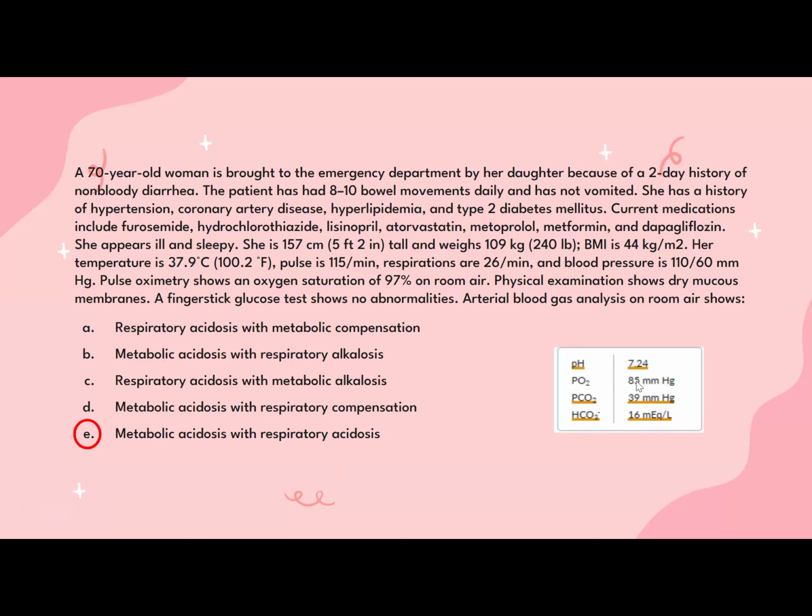Let's look at the PCO2. Is it anywhere in between 30 to 34? No, it's not. It's actually 39, which is very, very elevated. So this is no longer a compensation, right? We're not thinking compensation, so we rule out D. Now we are stuck in between B and E.